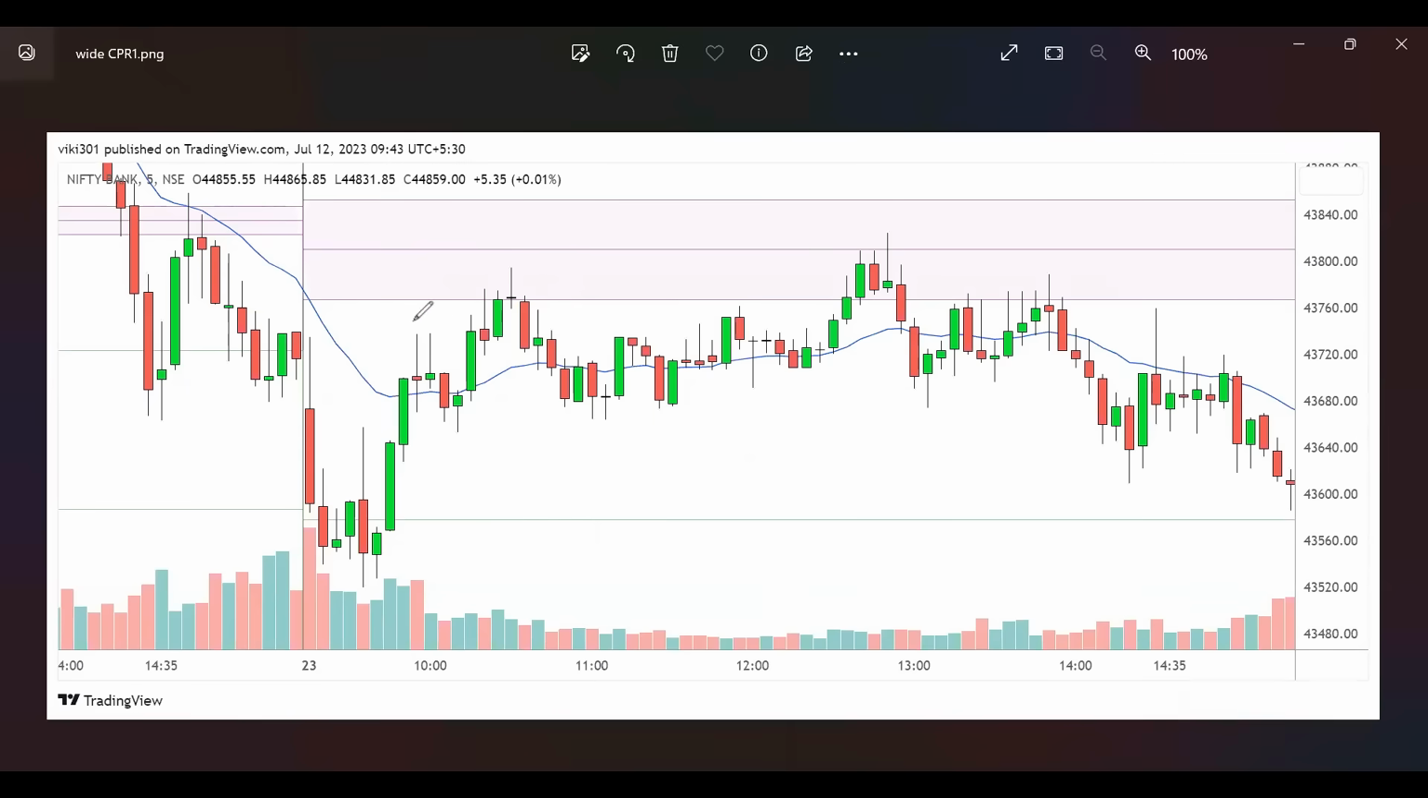Here, another example, you can see that wide CPR, right? CPR is very wide on this day and it opened with a huge bearish candle, started taking support near the pivot point and started going up. Here, this is not a place to go short because chances of reversal are higher because CPR is very wide on that day.